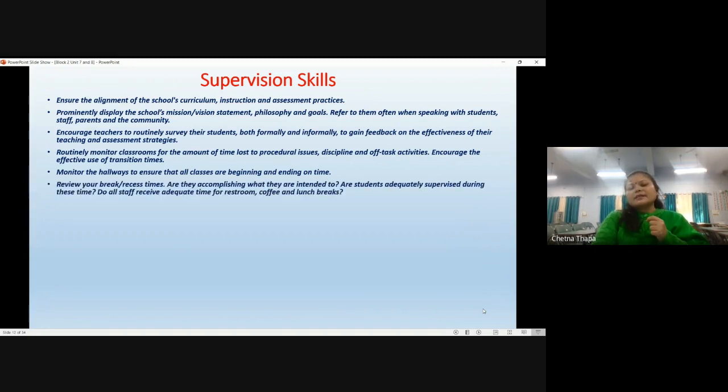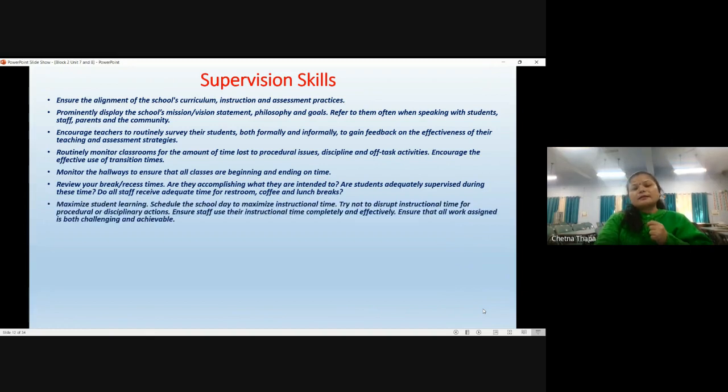You should review the break or recess time. You should know that if the recess time is given, are the students making good use of it? Are they accomplishing what they are intended to? And you can also supervise your students during this recess time. You should also review the staff restroom time, or the coffee or lunch breaks. So you need to think that all the staff members are having adequate time for restroom, coffee and lunch breaks. And you should also maximize student learning.